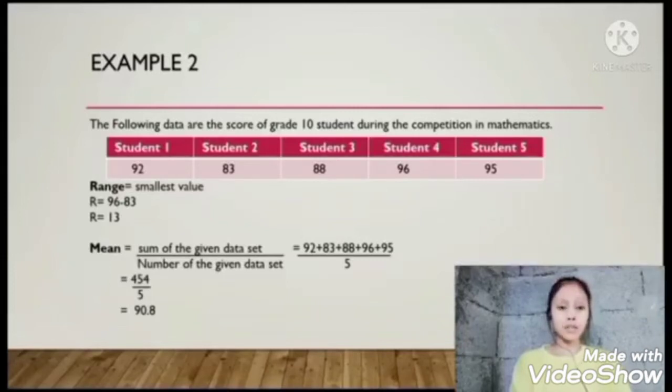So first, we have to look for the range. Range is the highest value minus the lowest value. So our highest value is 96 minus the lowest value, which is 83. So our range is 13. Now, let's find the mean. The mean is the sum of the given data set divided by the number of values in the data set. It equals 92 plus 83 plus 88 plus 96 plus 95 over 5, which equals 454 divided by 5. So, our mean is 90.8.